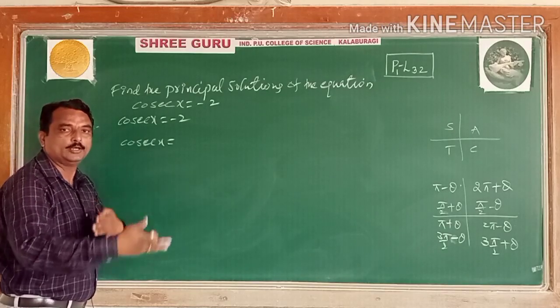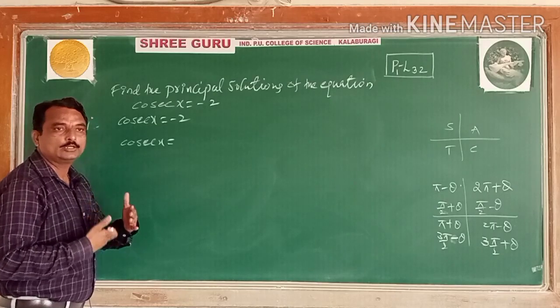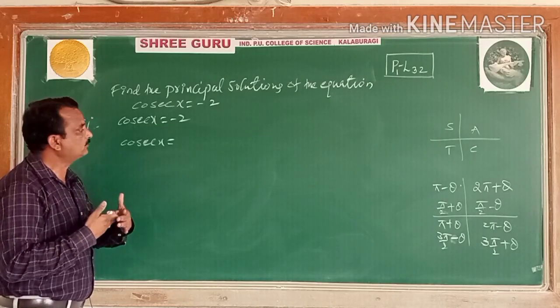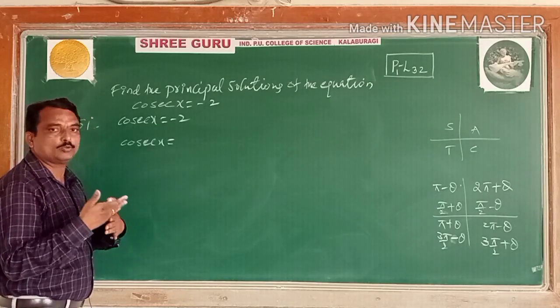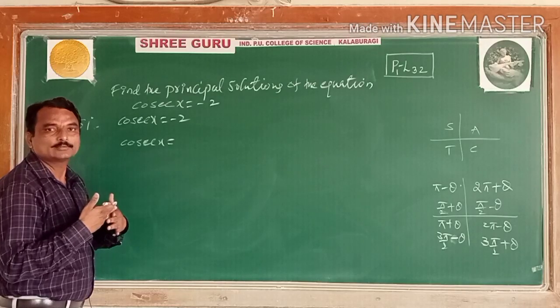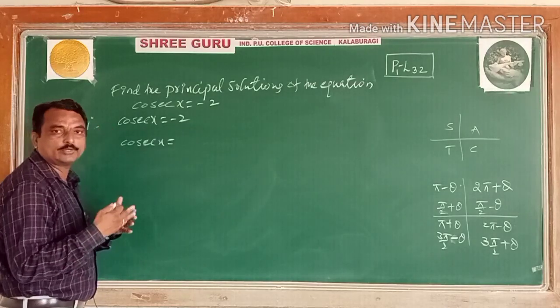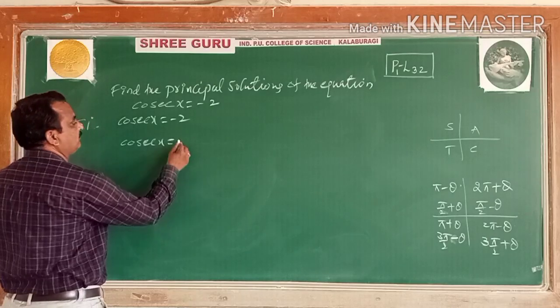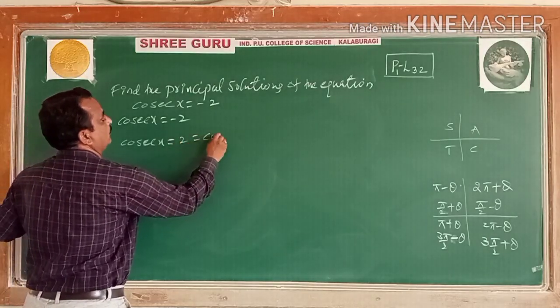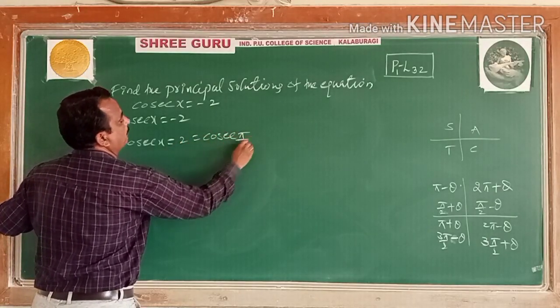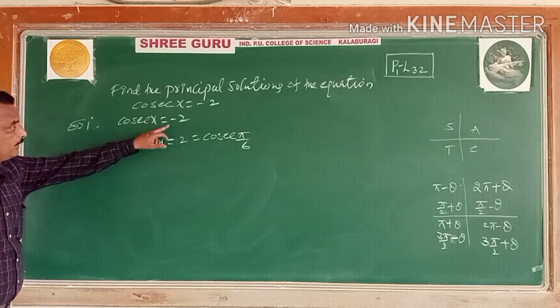If you are not remembering such values of cosecant and secant, take the reciprocal. Cosecant is the reciprocal of sine, and the reciprocal of 2 is 1 by 2. What is the angle whose sine is 1 by 2? 30 degrees. You have to write it in terms of radians. How much is it? Pi by 6. 30 degrees is pi by 6. But it is negative.